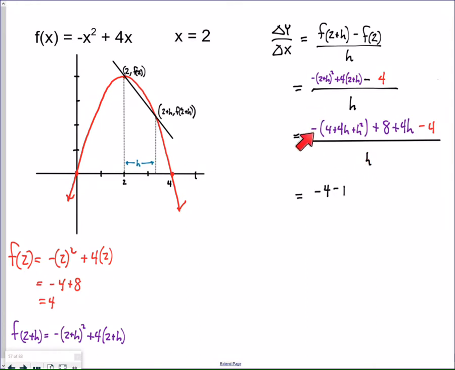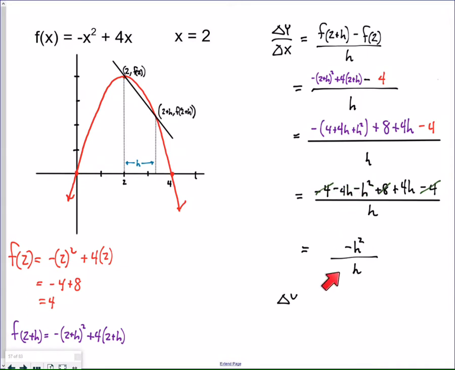Then I'm going to distribute the negative and collect like terms. And notice that here I have a minus 4 and a minus 4 and a plus 8. If I add all those together, I get 0. So basically they all add up to 0, which leaves me with 4h positive and a 4h negative. Well, those things subtract out too, so all I have is a negative h squared all over h. And if I take negative h squared divided by h, that's just negative h.